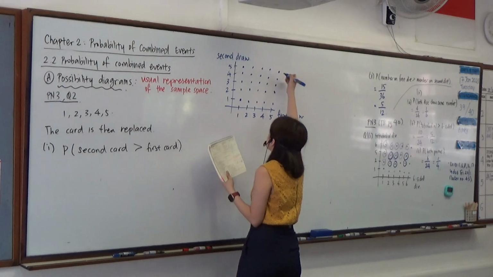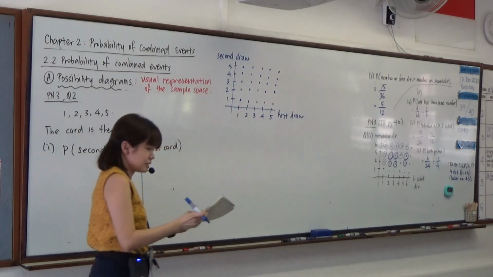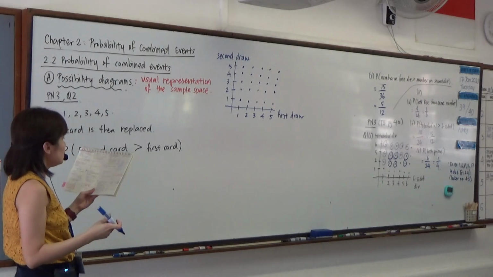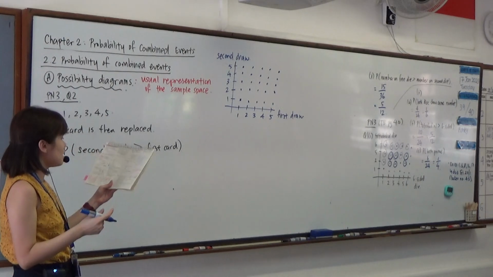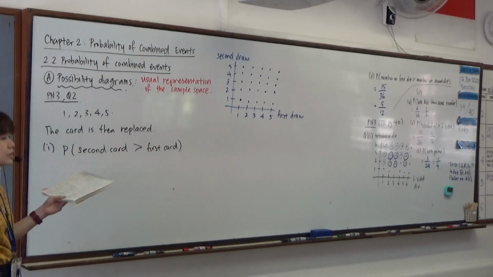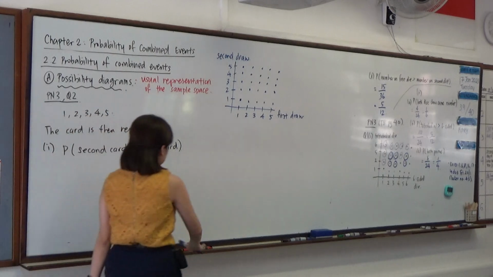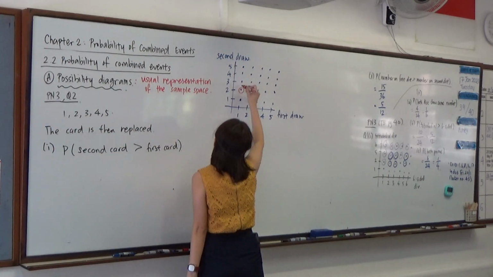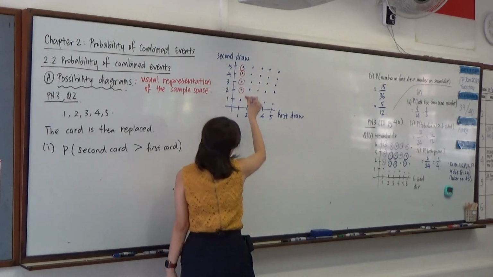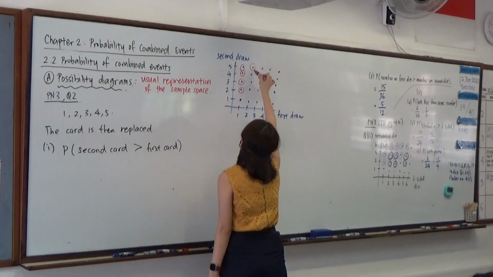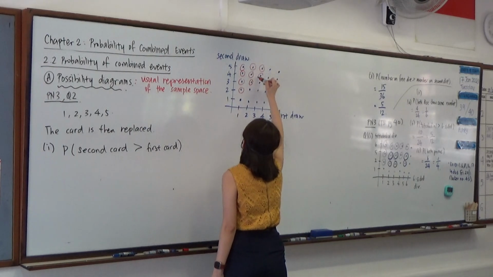I think my dots here are slanted. That's because I will have parallax error. Okay, so based on that possibility diagram, to find the probability over here, second card bigger than first card, we will have to look at these numbers here. These numbers are bigger than 1. We circle it out. Then we continue to do the same.